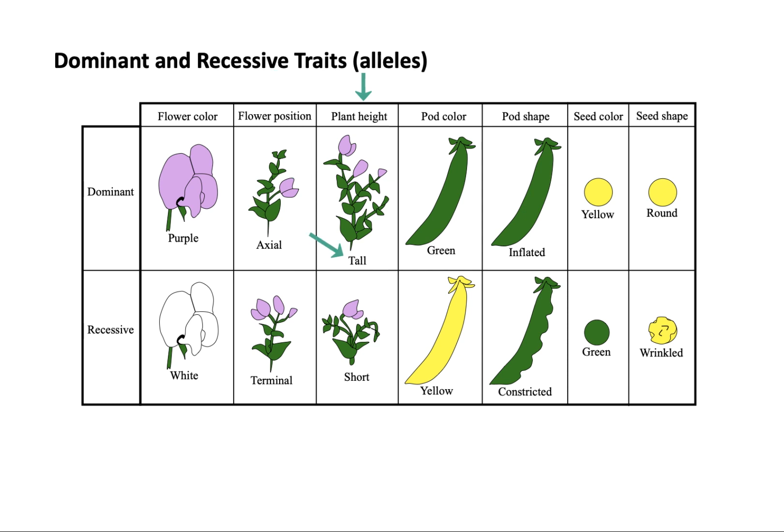Plant height, tall versus short. Pod color, green versus yellow. Pod shape, inflated or constricted. Seed color, yellow was dominant, green was recessive. And then seed shape, round versus wrinkled.